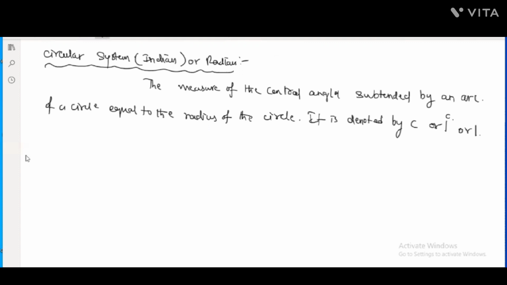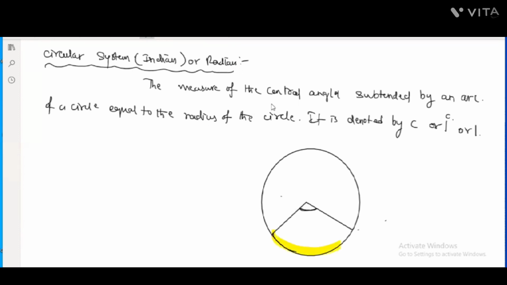With a diagram, how can we show this? This is a circle; from the center we take a radius, and one more radius, from the center of the circle to this point. This is the measure of the central angle made by this arc of the circle, the angle made at the center, in radians.